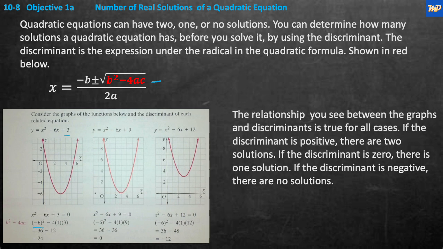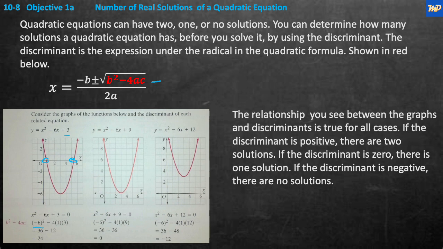And what are those solutions? If you look at our graph, you can see there's two, because what's happening? The graph of our quadratic is crossing the x-axis in two spots, and both of those are the solutions. Okay, let's go to the middle one, x squared minus 6x plus 9.